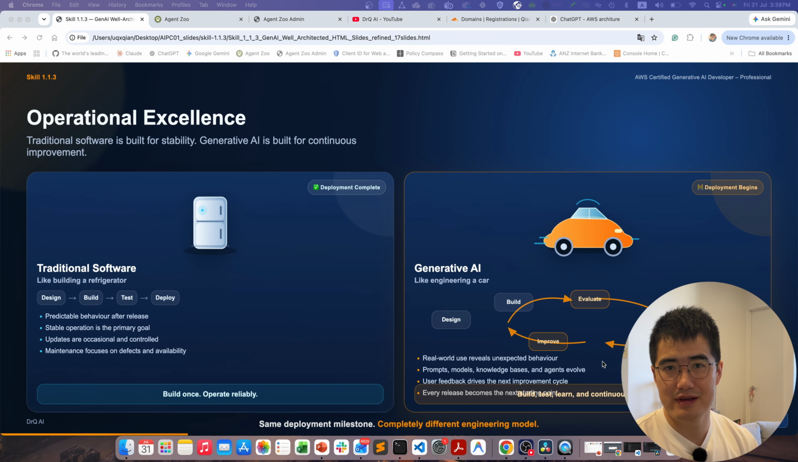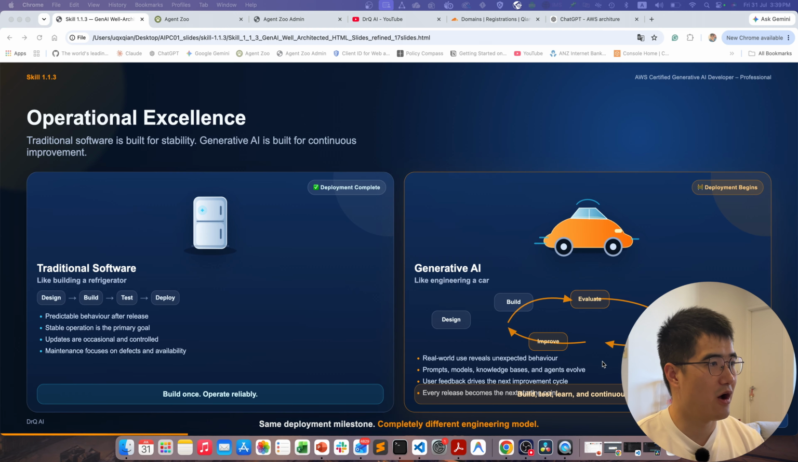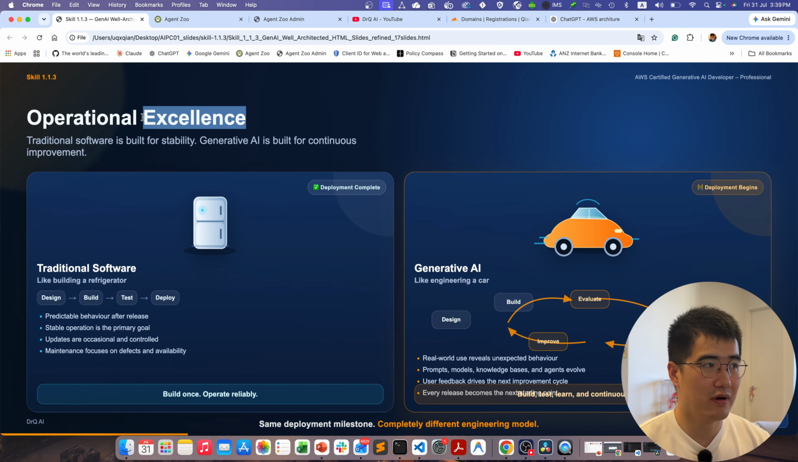Then let's have a look at the first pillar, operational excellence. In my opinion, just in my opinion, traditional software engineering is more like building a fridge. A fridge is very reliable: once it is built, it is always working. My fridge has already stood there for 80 years without any issue. Just like code, as long as it works on the first day, it will continuously work until the last day. But for generative AI, it is totally another story.